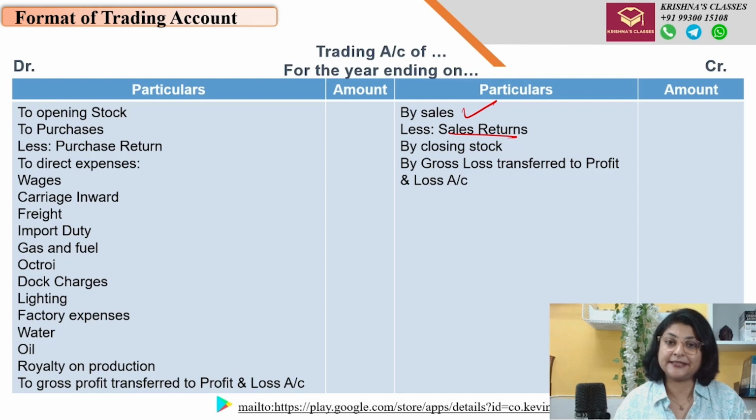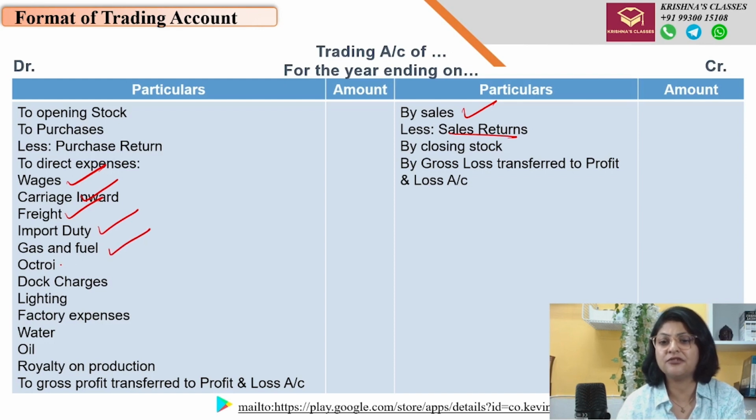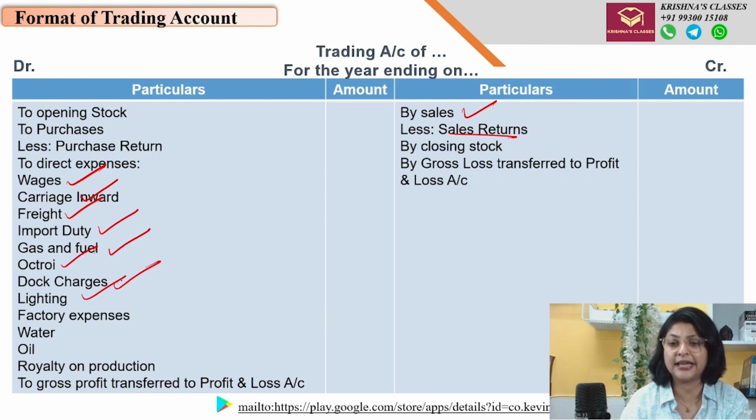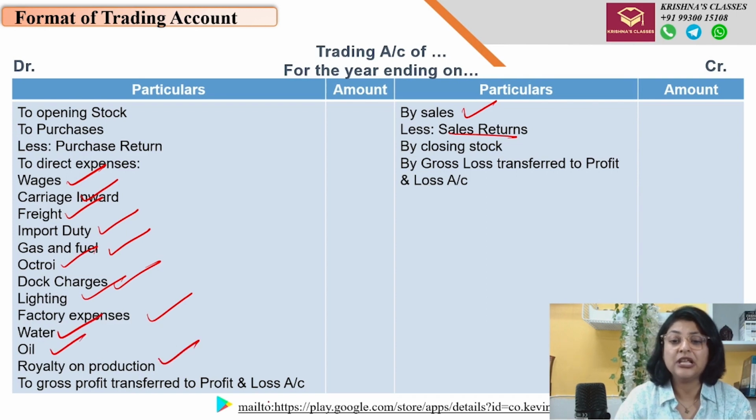Then direct expenses. What could be the direct expenses? Expenses which are related to purchases or expenses which are related to manufacturing are known as direct expenses. So under direct expenses, you have wages, carriage inward, freight, import duty, gas and fuel, octroi, dock charges, lighting, factory expenses, water, oil, royalty on production, etc.